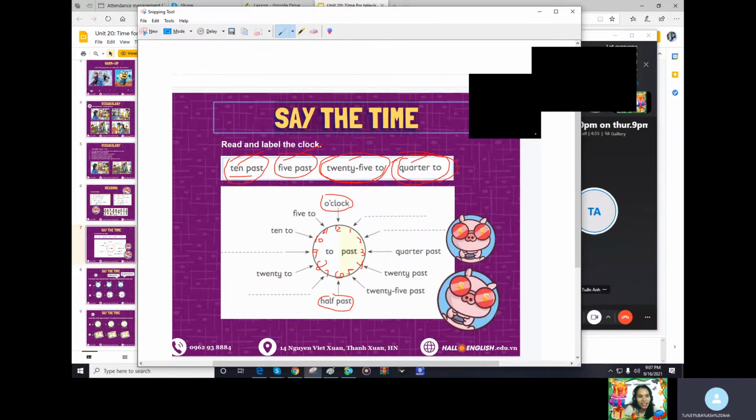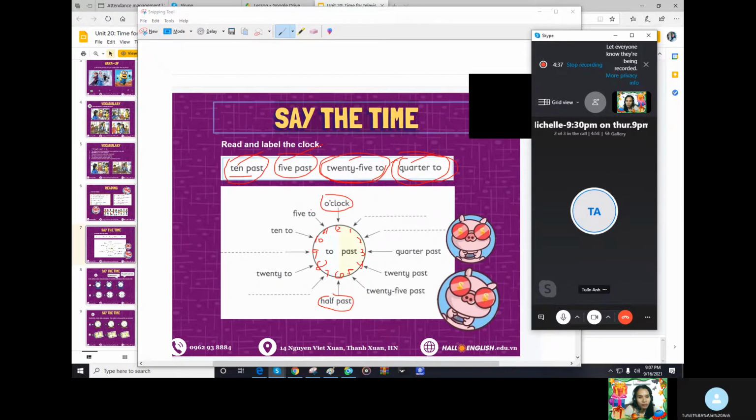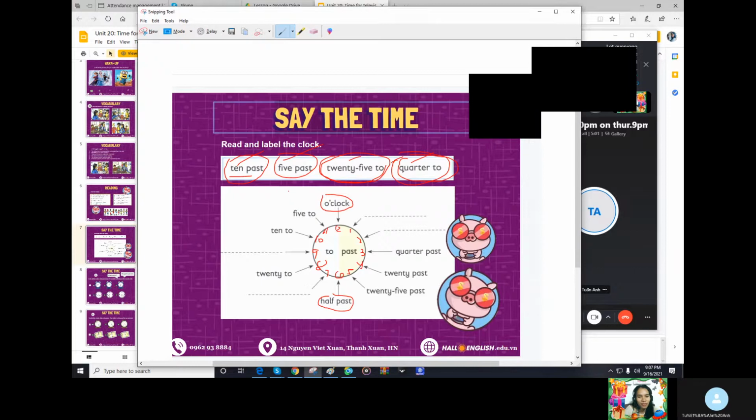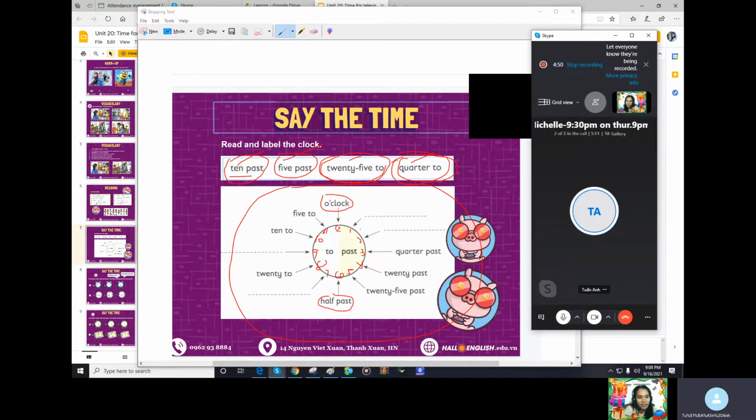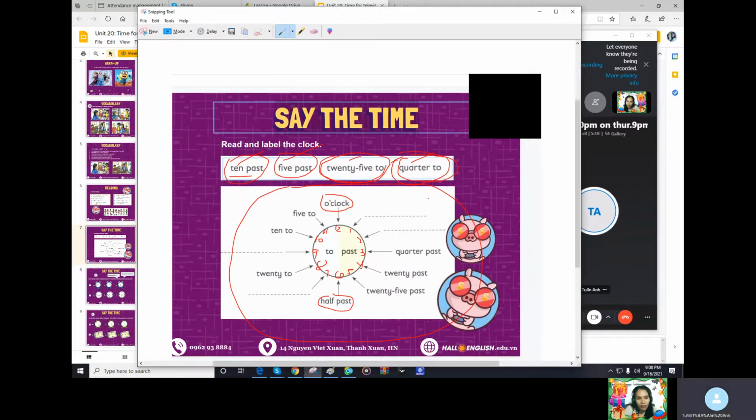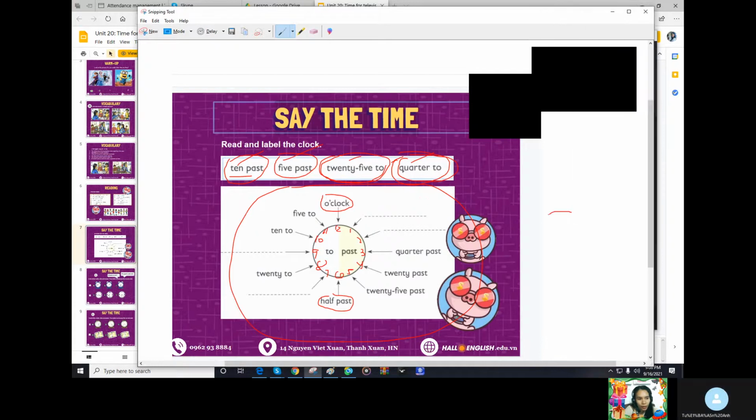All right, so very good. Now Anne, can you explain this picture? It's a clock. Okay, a clock. So for example, I'm going to draw this one. We have the small hand and the long hand, right? The short hand and the long hand. So if the short hand points to 12, it means it is o'clock, okay?